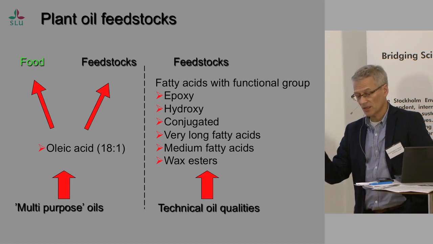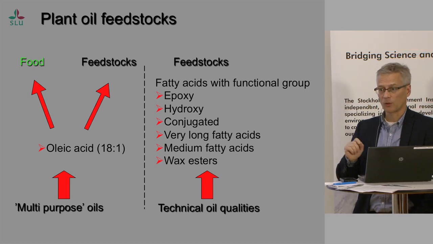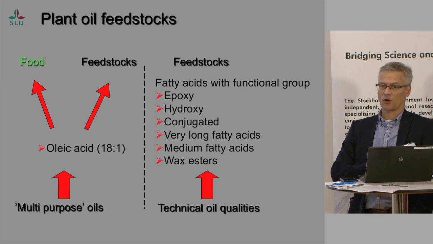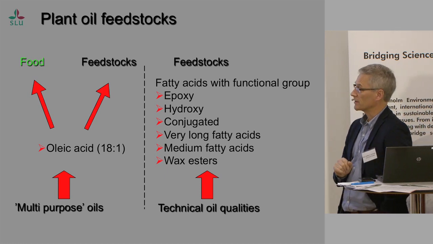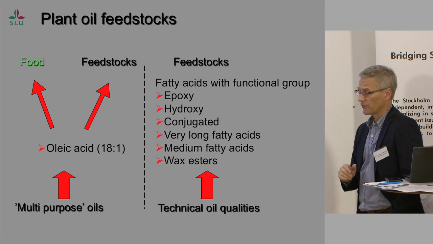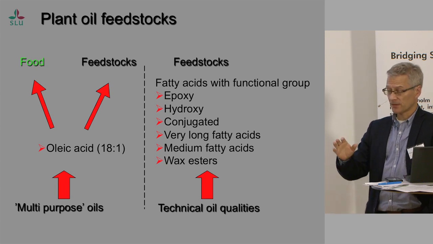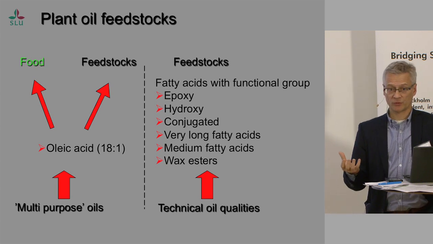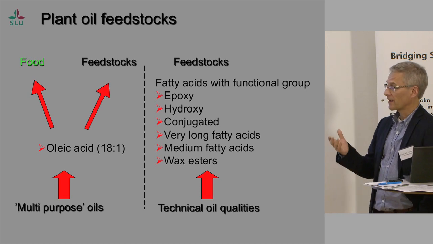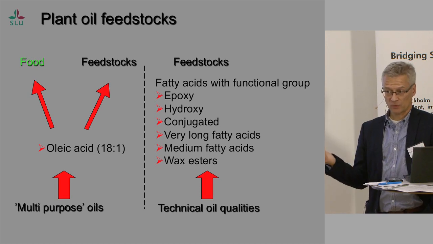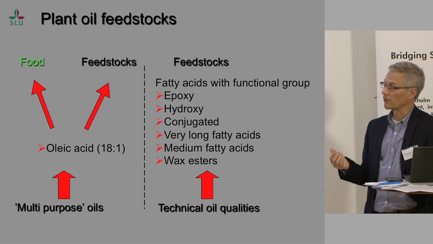18-1. It's an 18 carbon long fatty acid with one double bond. It's a very, very common oil quality. You find it in food oil. It's excellent to use as a cooking oil. It's also excellent to make biofuel, biodiesel, if you want to go that way.